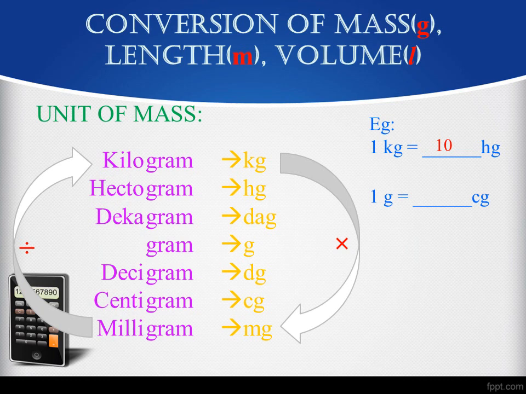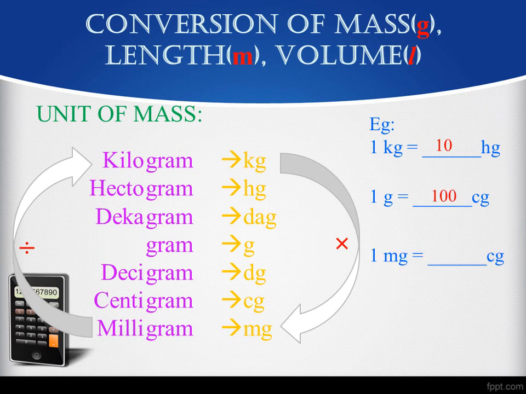Next one, 1 gram equals dash centigram. Here gram is the bigger unit and centigram is the smaller unit. So biggest to small means we have to multiply by 10 at each interval. How many intervals are there? 1, 2. So 10 into 10 gives 100 centigram.